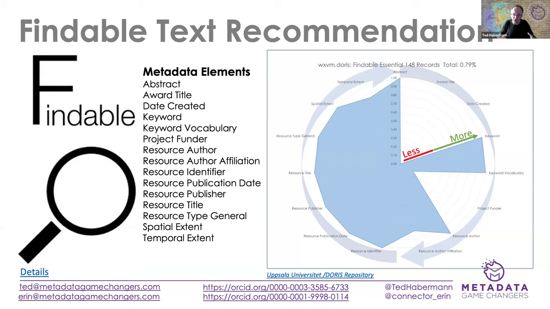The reason I use these radar plots is because I want to look at a lot of them at the same time in some cases, or we'll be looking at the same repository through time. So in this case, it has a score. The total for this is 79%, which is super good for findable text.